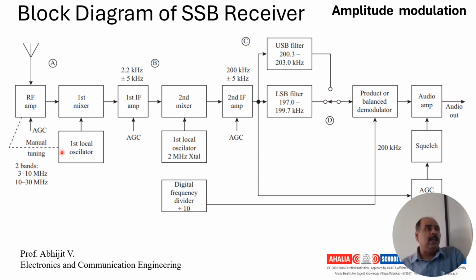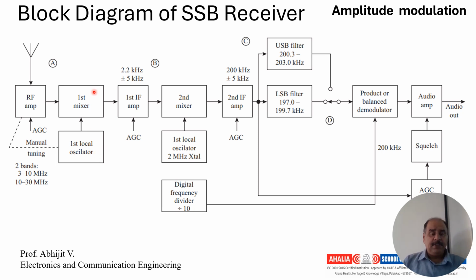Then we have what is called as AGC. AGC means automatic gain control. What is gain? What is the gain of an analog circuit? Here you have something called as automatic gain control. The name tells you how you are going to control the gain.